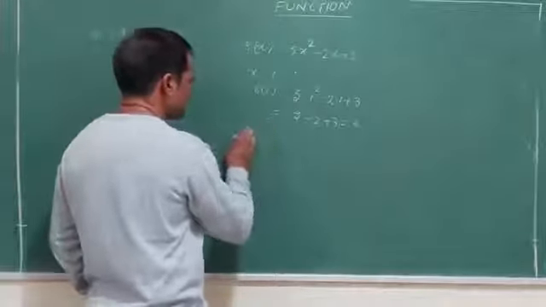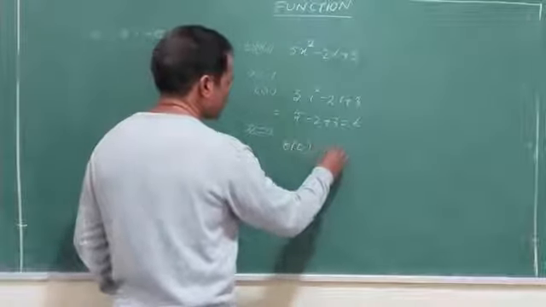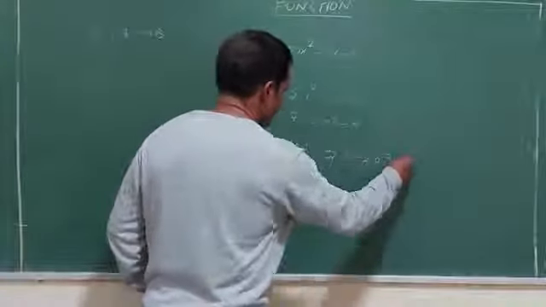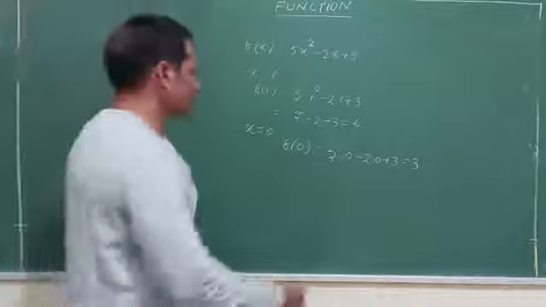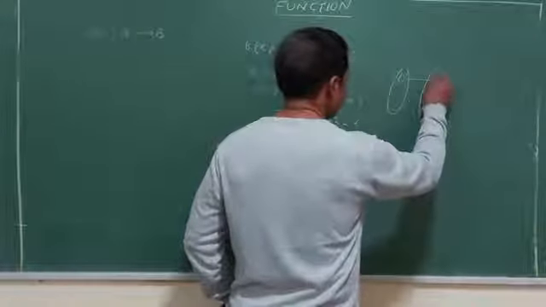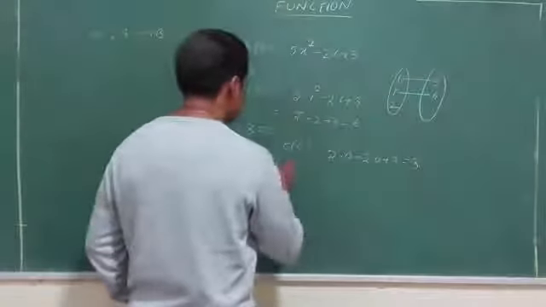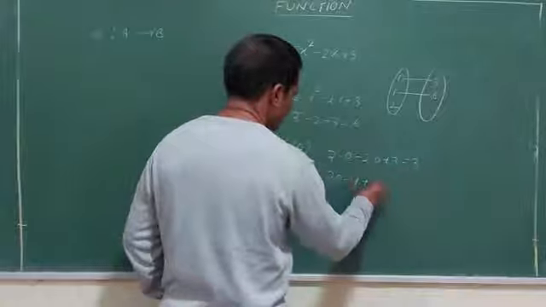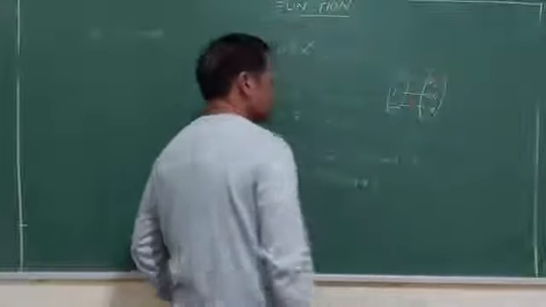Similarly, if I apply x = 0, I get f(0) = 5 × 0 − 2 × 0 + 3, that equals 3. That means I am getting different outputs for different inputs. If I replace 0, I am getting 3. If I replace 1, I am getting 6. If I replace 2, f(2) gives me 19. Definitely there is some relationship here.